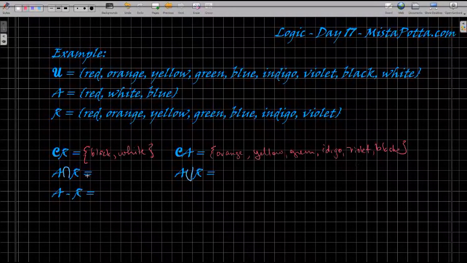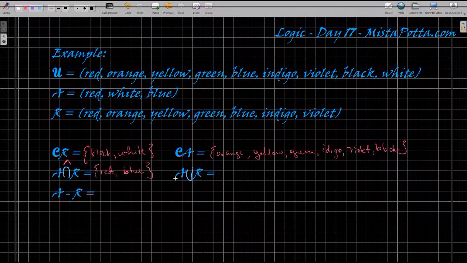If I want to find the intersection, I want to know, what do these two sets have in common? What's in both sets? Remember, intersection is like my and. It has to be in one set and the other. And the only elements that are in both are red and blue. Those are the only elements that are in both sets.